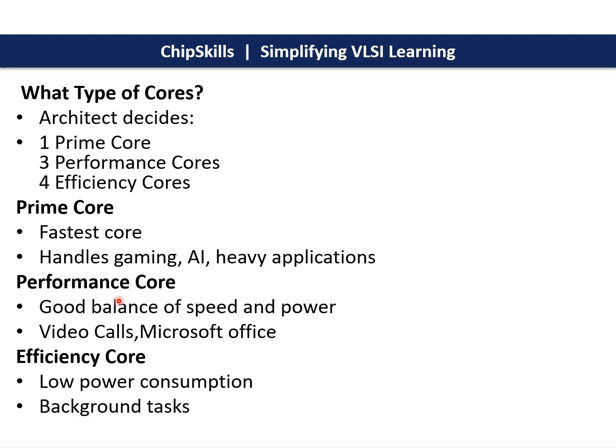Next one, performance core. Good balance of speed and power. Like when you are on video calls or using Microsoft Office, this performance core gets activated. Efficiency core, low power consumption, background tasks. Suppose you are using WhatsApp, you are reading a chat. At that time, the efficiency core gets activated.